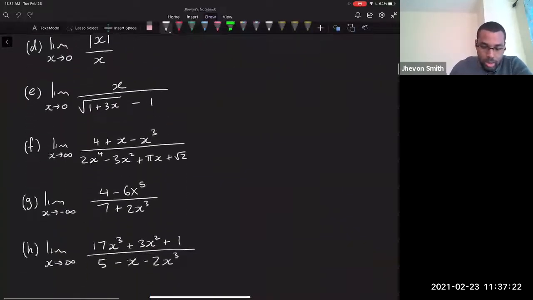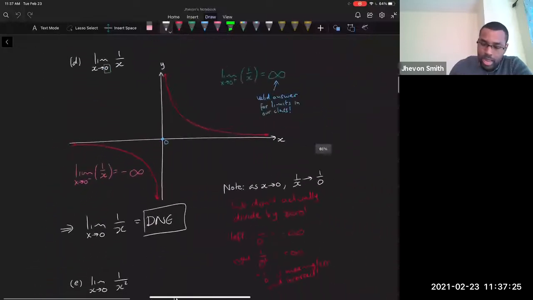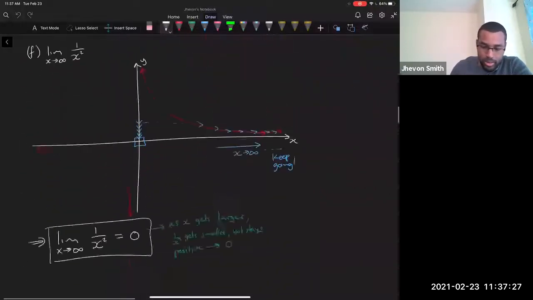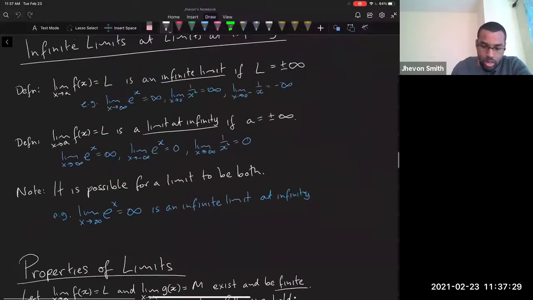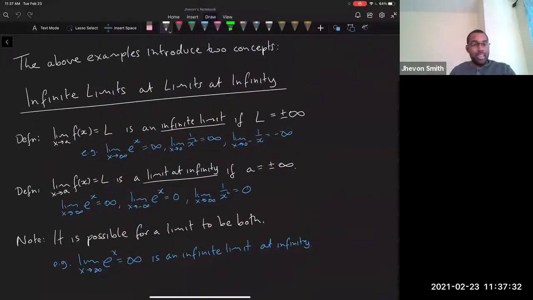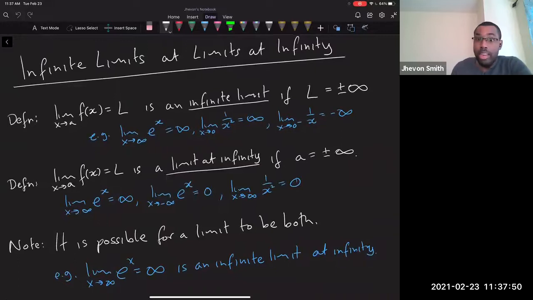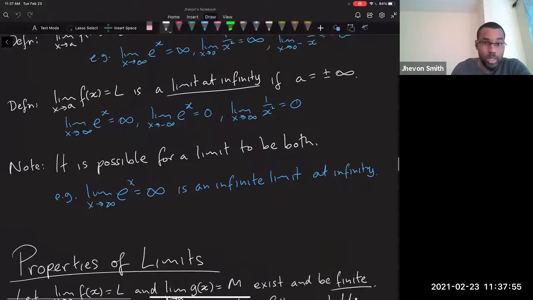We went through a bunch of examples. We learned about limits at infinity and infinite limits, right? An infinite limit is if the result of taking the limit, the y value, just grows without bound, either positively or negatively. So the answer is positive or negative infinity. We talk about a limit at infinity, and that means that the input is going to plus or minus infinity. It's possible for a limit to be both.